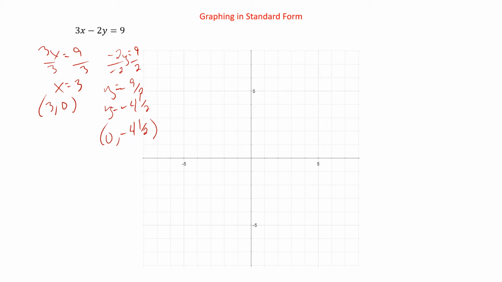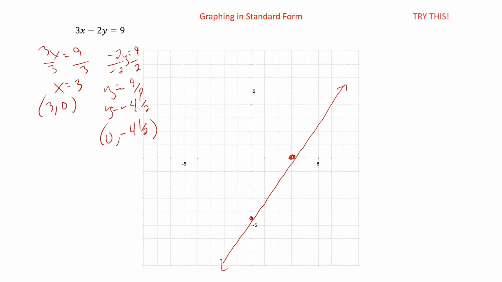All right, so we can graph our 2 points. We have 3, 0 is on this one. Then -4.5. I know sometimes people have trouble graphing with fractions. It's just halfway in between -4 and -5. So we have our 2 points. We can connect the dots and put our arrows. So that's that one. We find our 2 intercepts, connect the dots, and there we go.